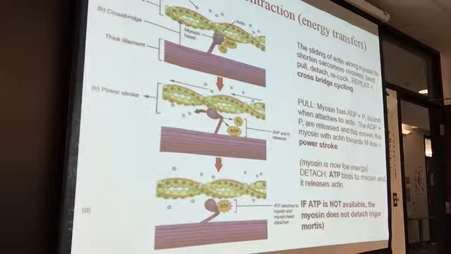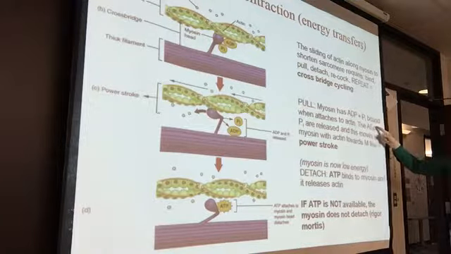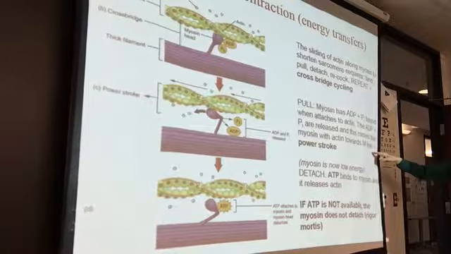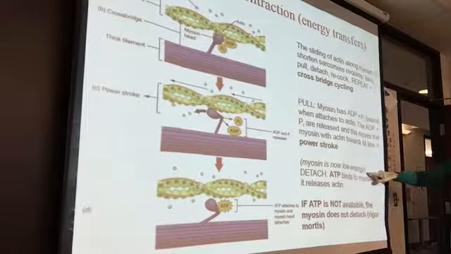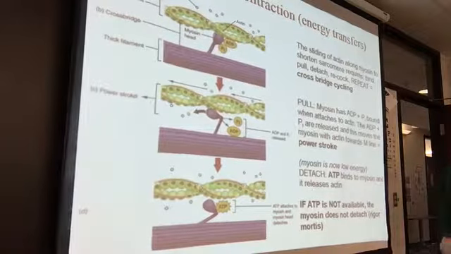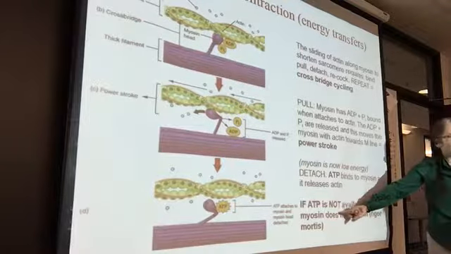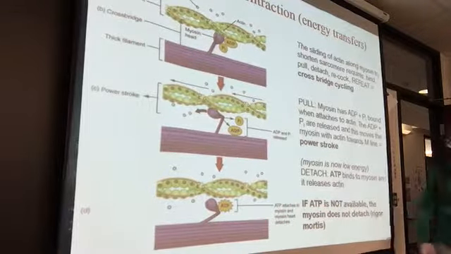So that's the kind of thing you want to relate to when trying to understand this. All right? I'm just walking you through this idea. Moves it towards the M line, power stroke. Myosin is now in its low energy state. It comes off, right? And ATP attaches. And if that's not available, the myosin doesn't detach.